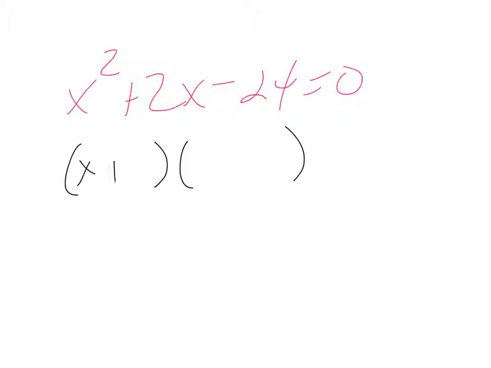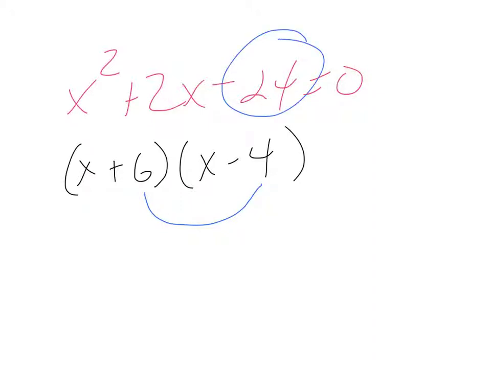x plus 6 and x minus 4. So then you double check those, right? Because 6 times negative 4 makes negative 24, right? And then the x's make the x squared. What's 6 plus a negative 4? Positive 2. Okay? So that is it. So what does that mean? What are my solutions for this problem?